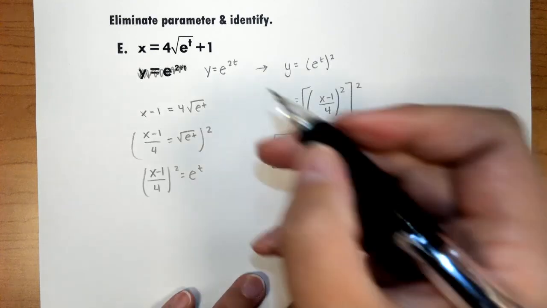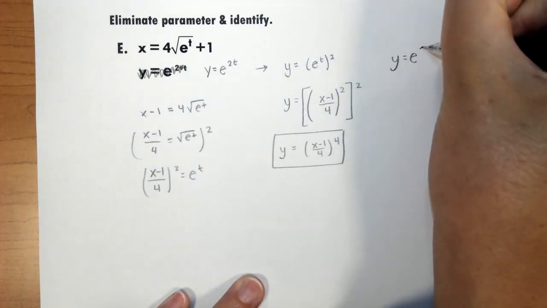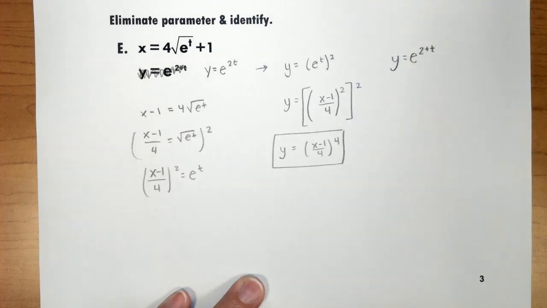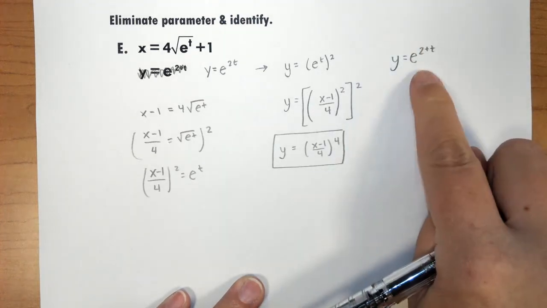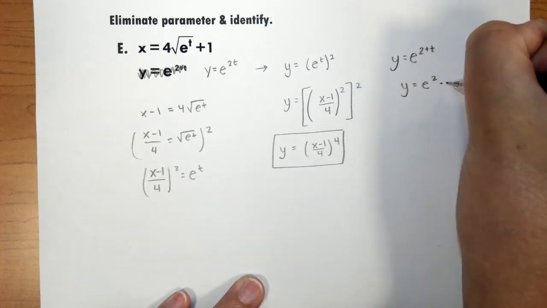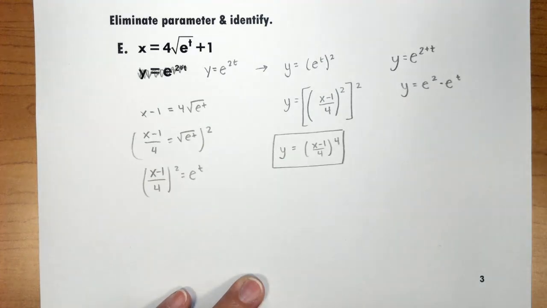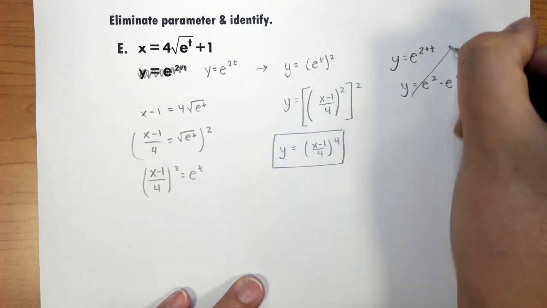Okay, now I had a typo here, but if we had kept this equation, y is equal to e to the 2 plus t, remember that if we add exponents like this, it would be the same thing as writing it like that, and e squared is just a constant. So that could have worked also. But anyways, that was a typo.